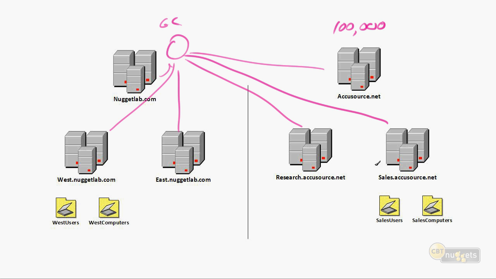So, for example, over here, let's say my West office is a tiny, tiny branch office that has a 56K WAN link, and I've got to replicate all of this stuff to a global catalog server, because I can have a global catalog server down here as well. Then that would really be burdensome over my slow WAN link.